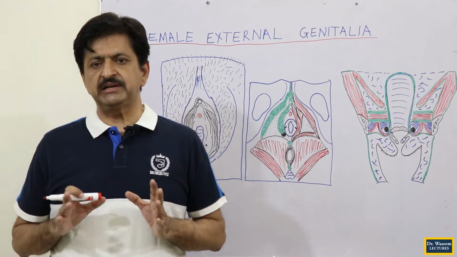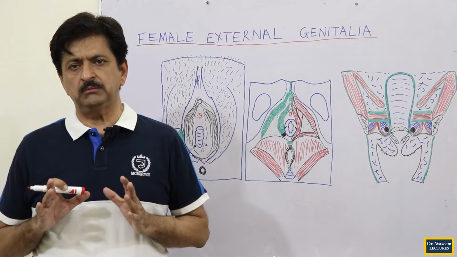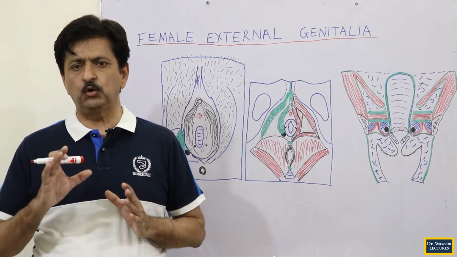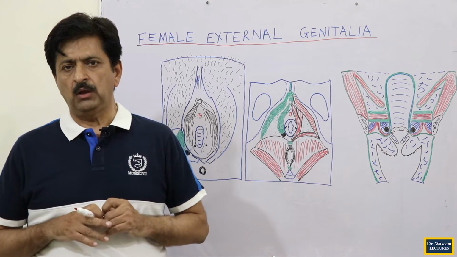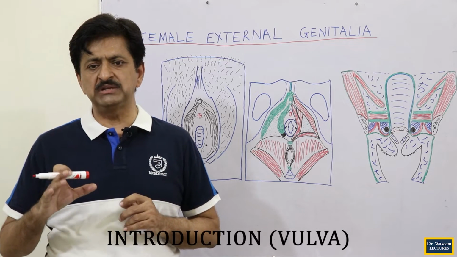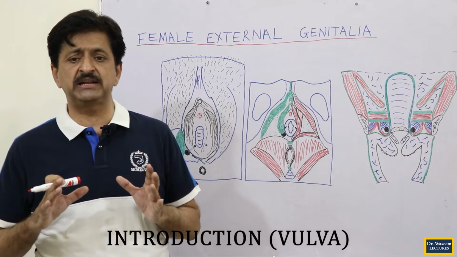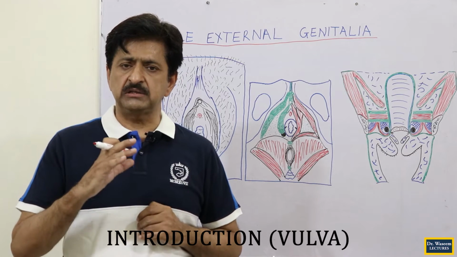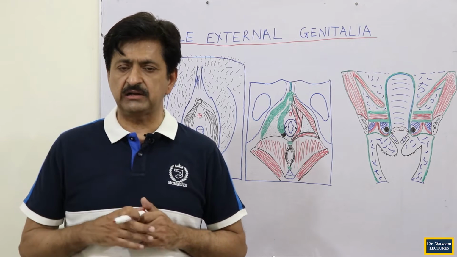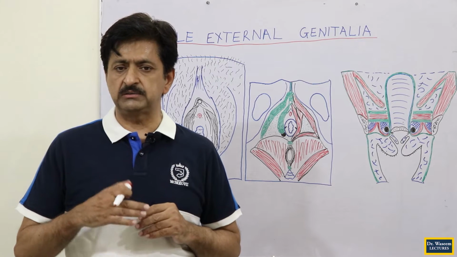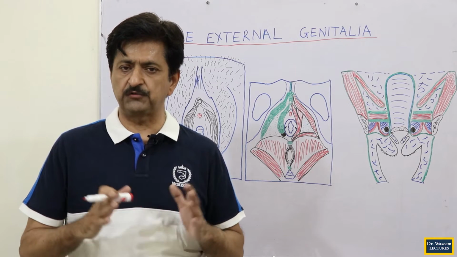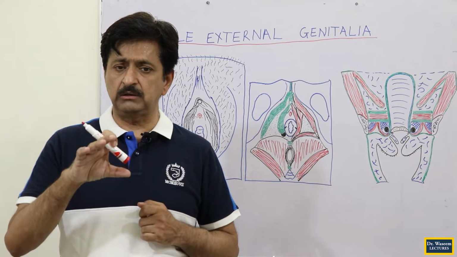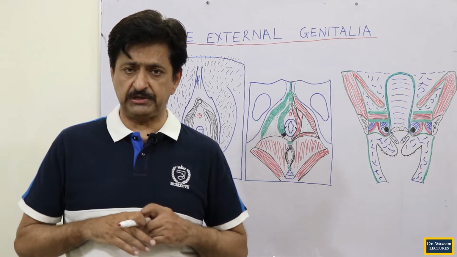Now the female external genital organs, there are many organs here, and these organs come around the opening of the vagina. The opening of the vagina is called the vaginal introitus, and this vaginal introitus is guarded from all sides by the genital organs. These are called the external genital organs, which are very important for sexual purposes, and at the same time they are important for guarding the openings of the vagina as well as of the urethra.